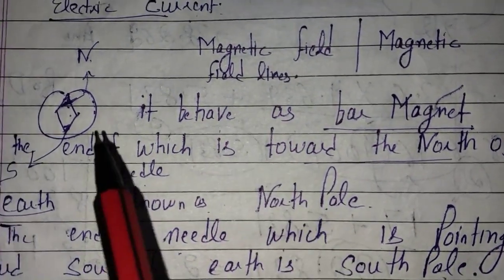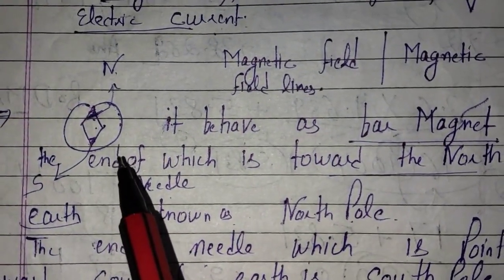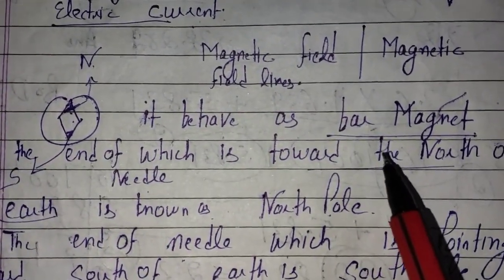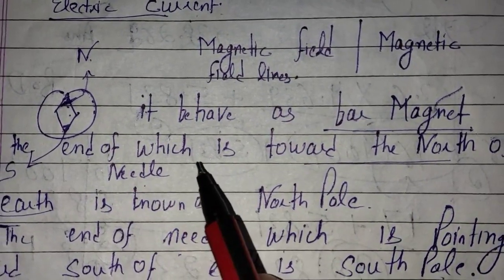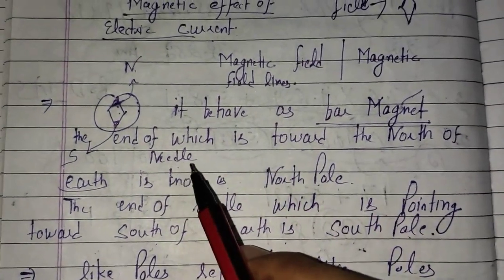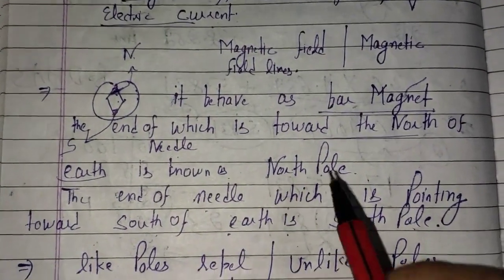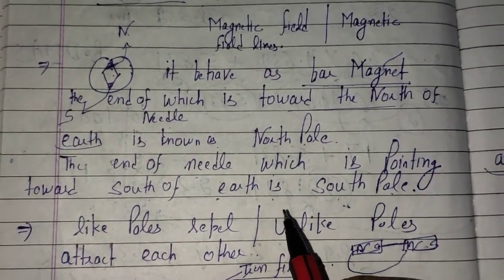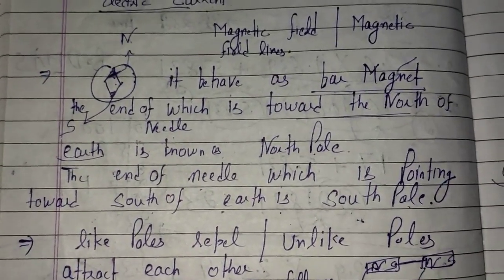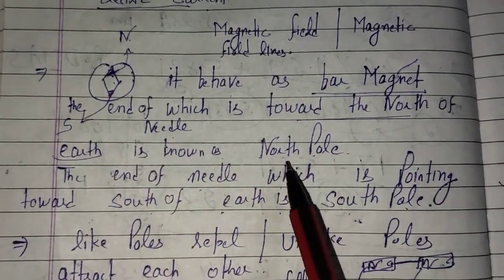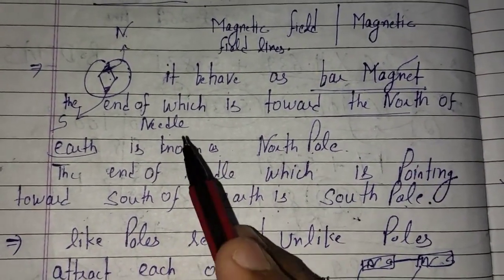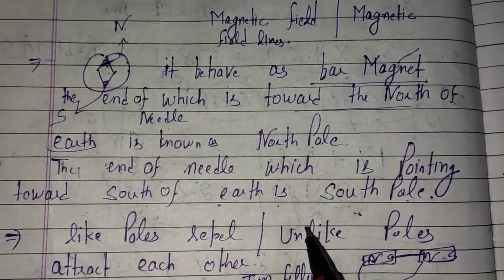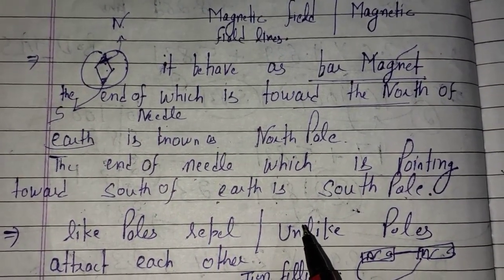So this is a magnetic compass. First of all, we will discuss some points about the magnetic compass. The end of the magnetic compass which is facing towards the north of the earth is known as north pole, and the pole of the needle which is facing towards the south of earth is known as south pole. That means a magnetic compass has two poles, one is north pole and one is south pole.